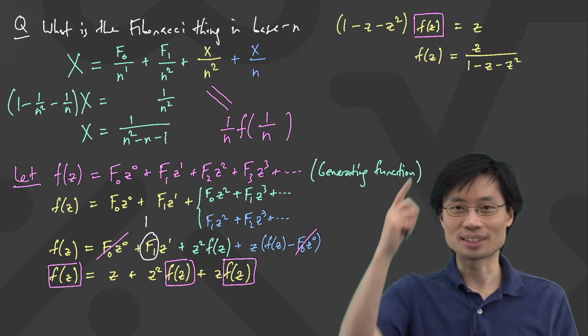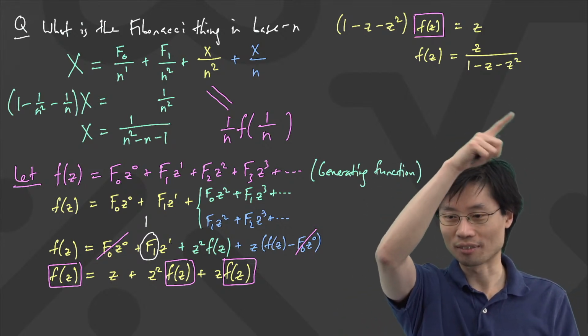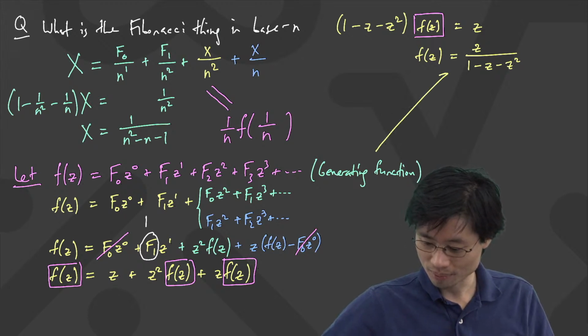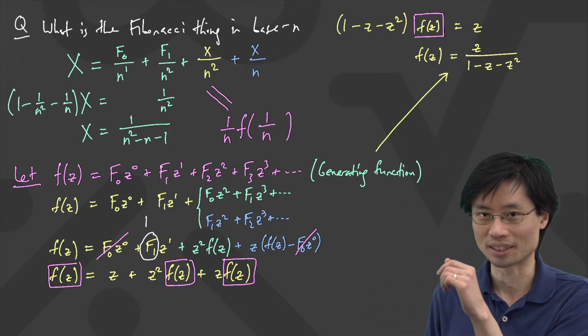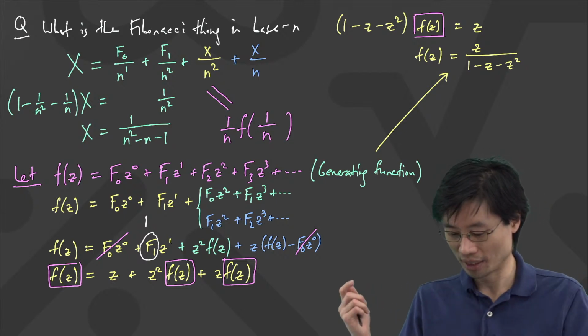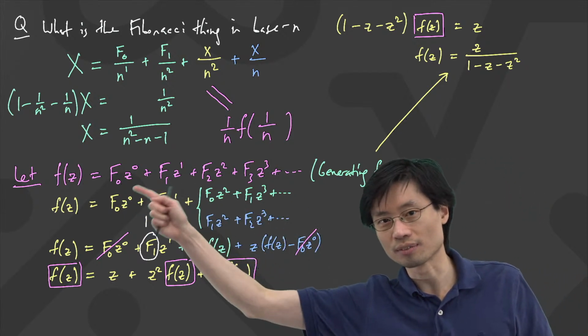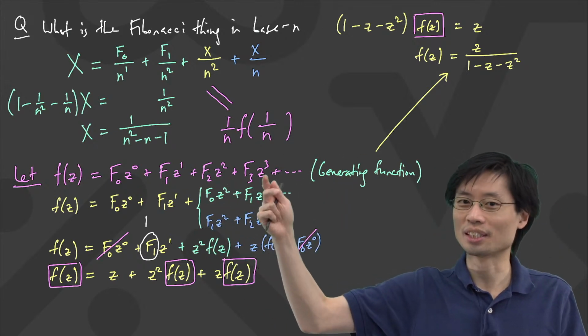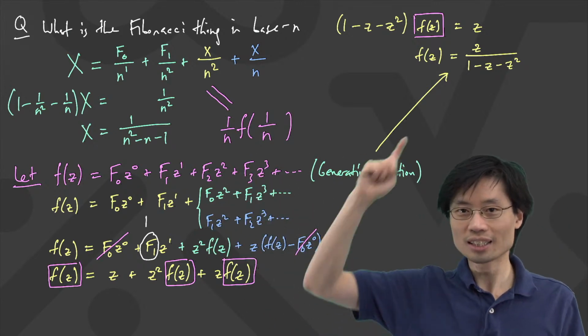I want to now use this fact. This is the Fibonacci generating function. We've just found out the generating function for the Fibonacci numbers. Generating function just means I take the coefficients of this big Taylor series, and every coefficient is the corresponding Fibonacci number.